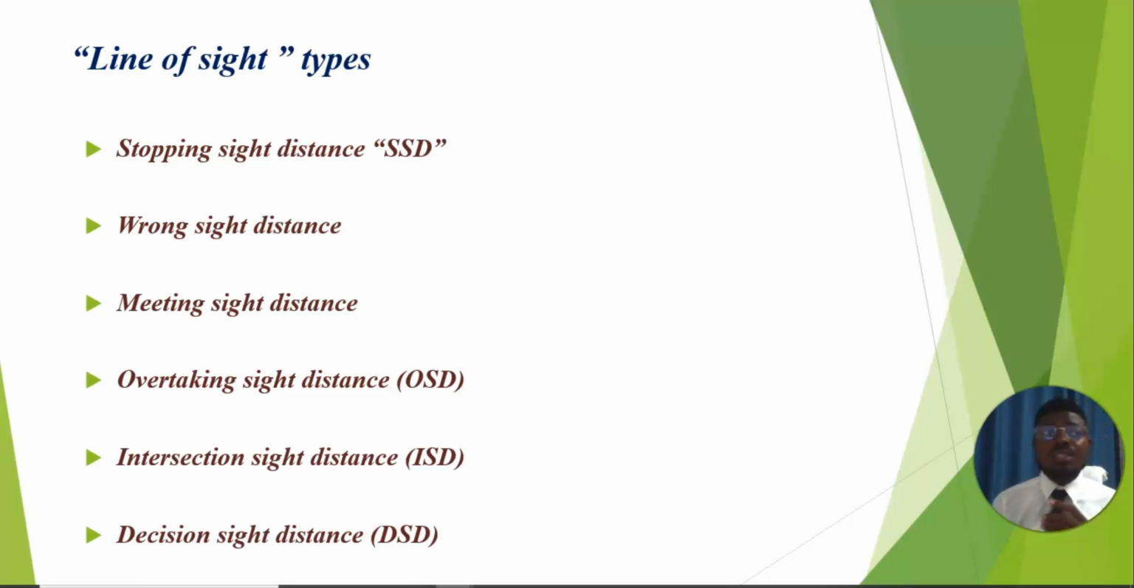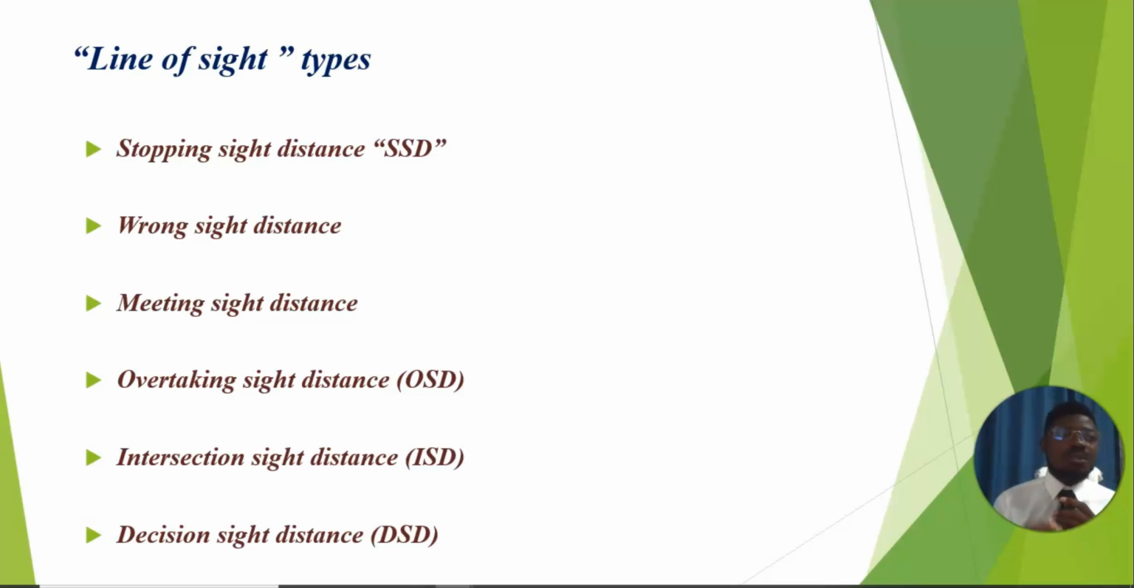So for the intersection side distance, the motorist should have the shortest possible sight to be able to cross the intersection without conflicting or colliding with any other road users, vehicles or pedestrians. That is what we call the intersection side distance. And the last one is the decision side distance, which refers to the distance needed for a motorist to detect. It's one thing to detect, another thing to recognize, another thing to select and initiate and complete an appropriate course of action for an unexpected or other difficult conditions on the roadway.